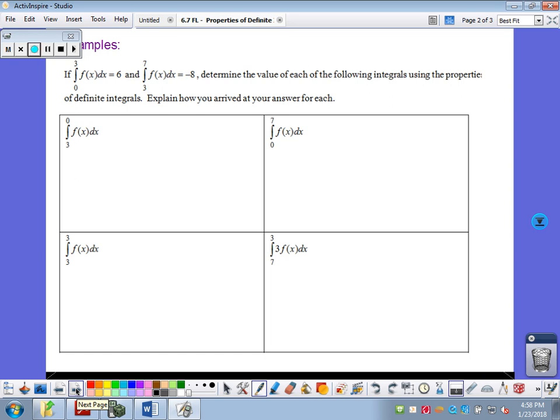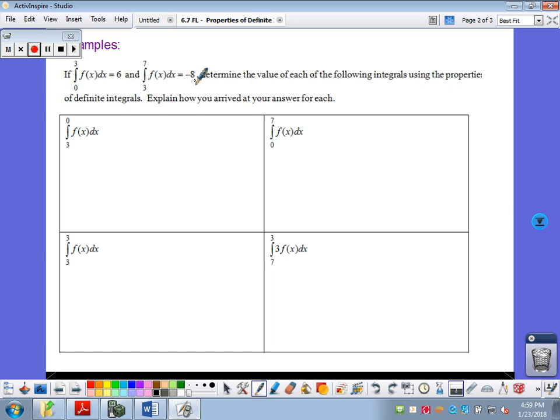So the first thing that we're told is that the integral of f of x with respect to x from 0 to 3 is equal to 6, and the integral from 3 to 7 of f of x dx is equal to negative 8. And so we're going to use the different rules that we just saw on the last slide to help us learn what this value is going to be.